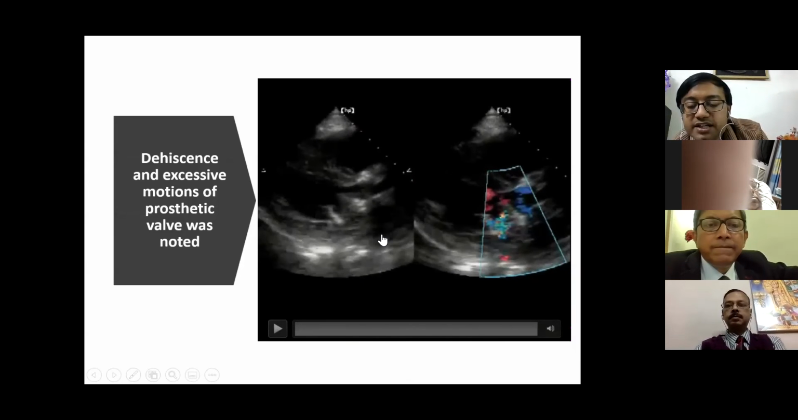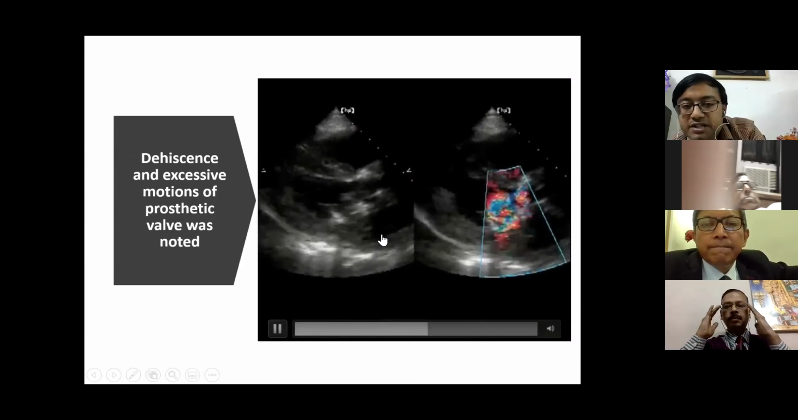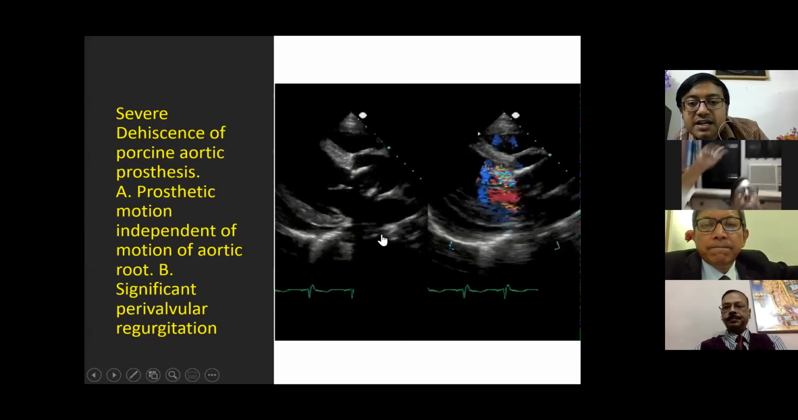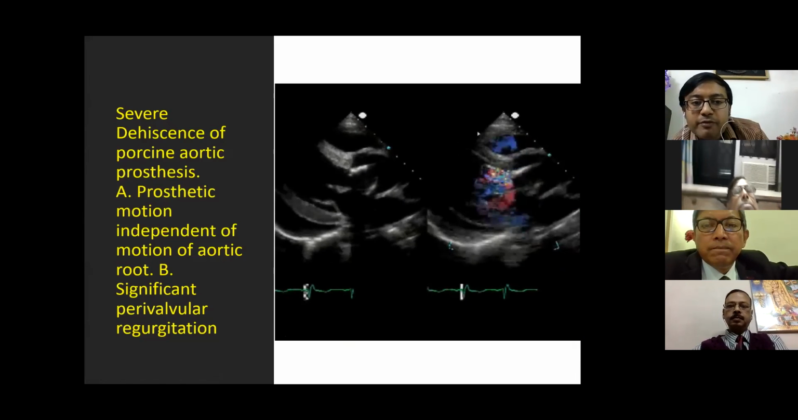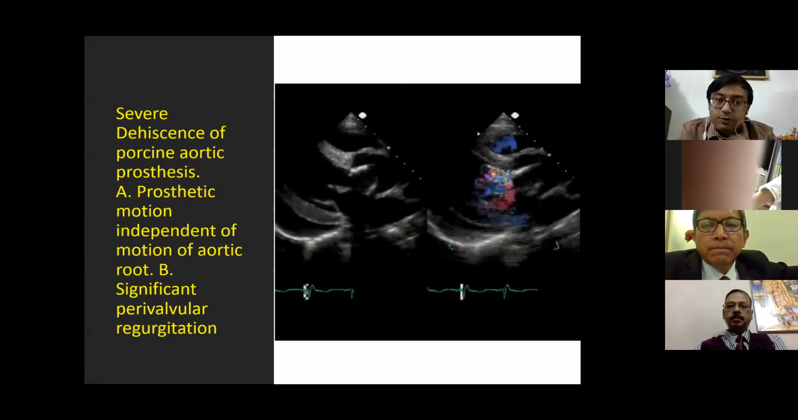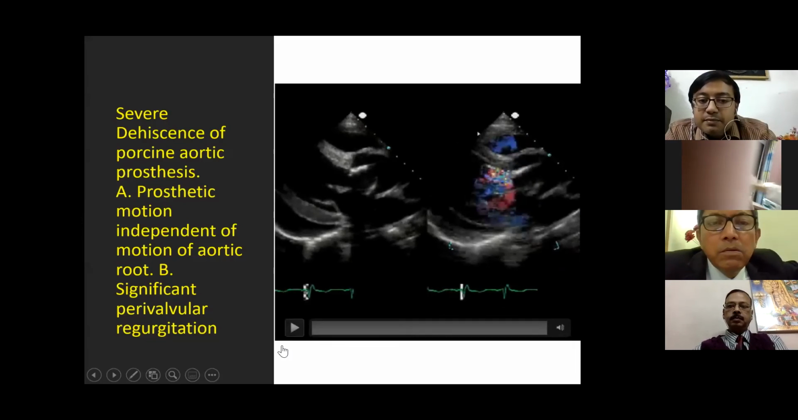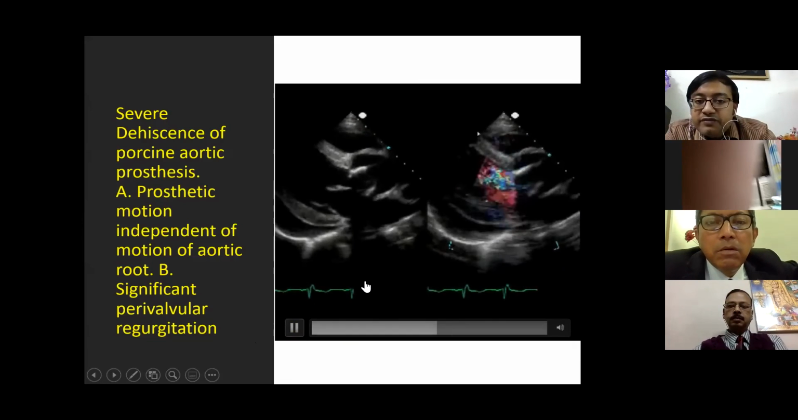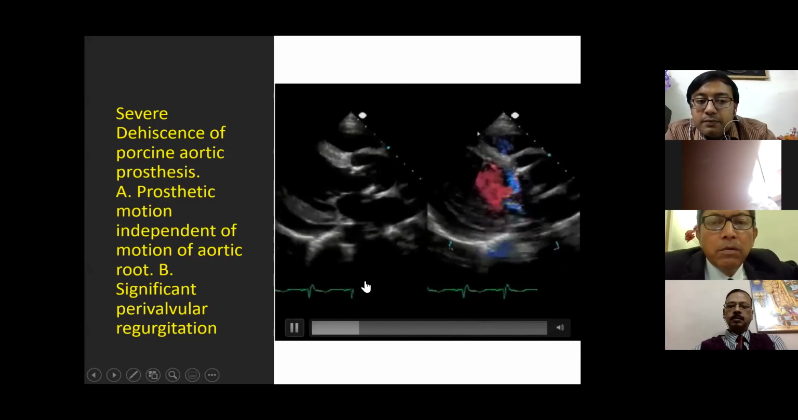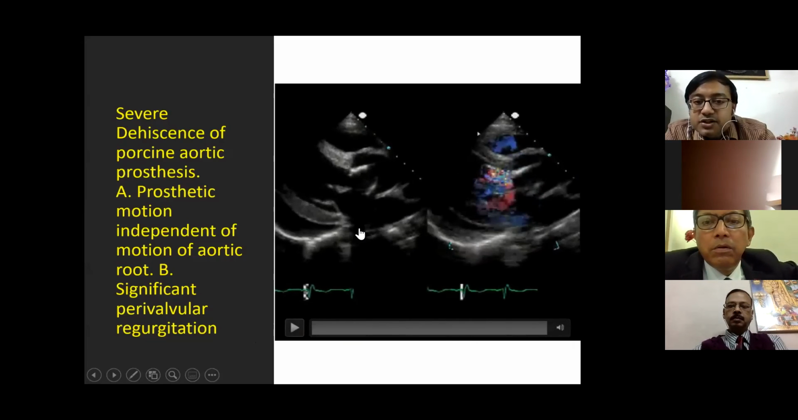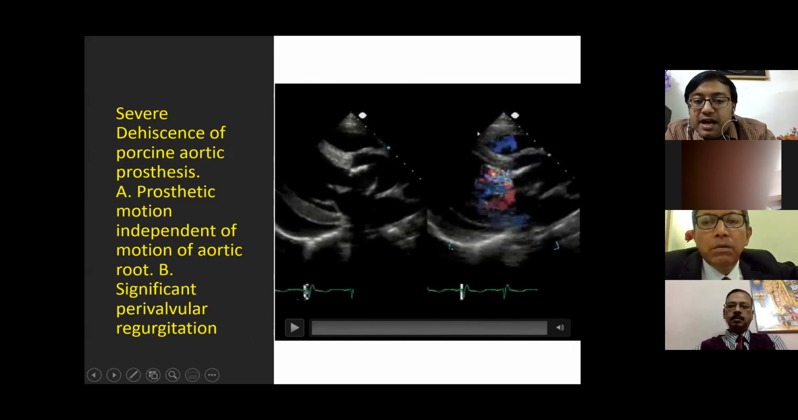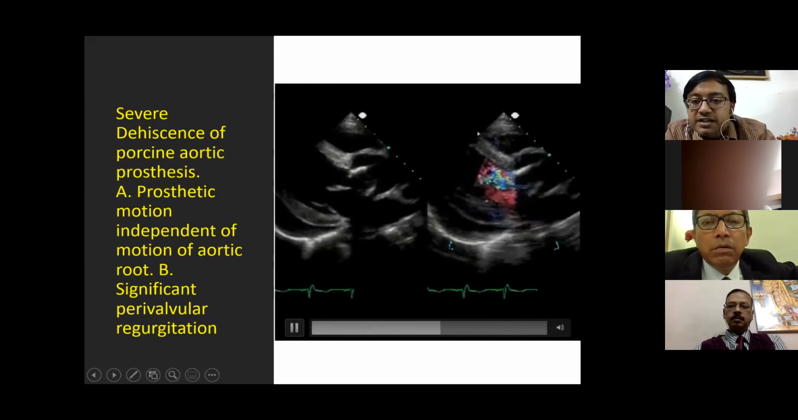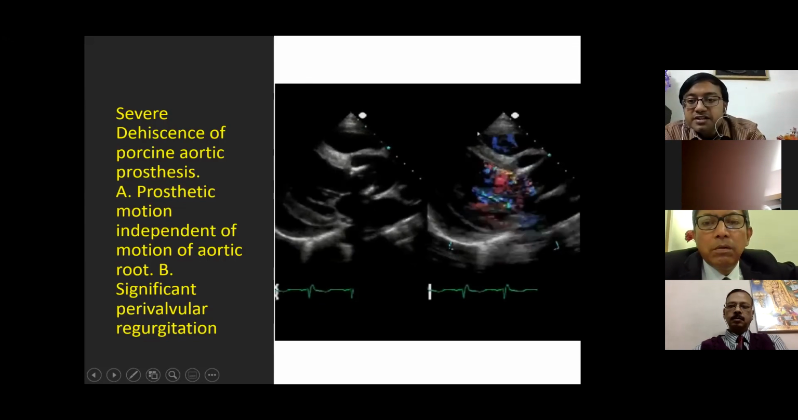This is another Doppler study that shows excessive movement of a dehiscent prosthetic valve. You can see in 2D the excessive mobility of the dehiscent valve. This is another example of a severely dehiscent porcine aortic prosthesis. Prosthetic valve motion independent of the aortic valve root motion can be seen. So this is a movement of the porcine aortic valve that is moving independent of the aortic root, and also the Doppler showed significant perivalvular regurgitation.